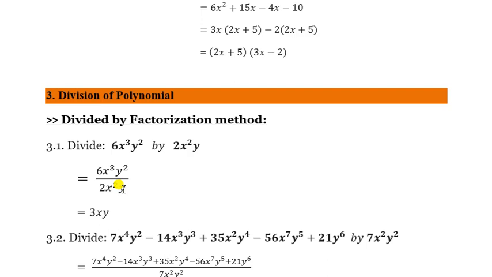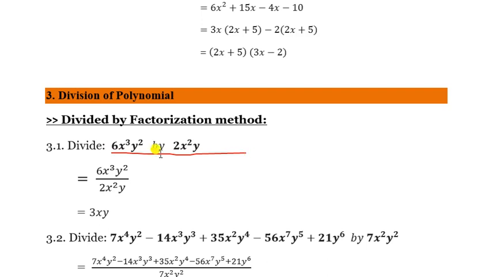Now we are going to find the quotient or division of different kinds of polynomials. Division is very easy because you have already completed exponent and power. With the help of exponent and power, you can solve this. See, first one, 6x cube y square is divided by 2x square y. We have to divide by this, in the general way.